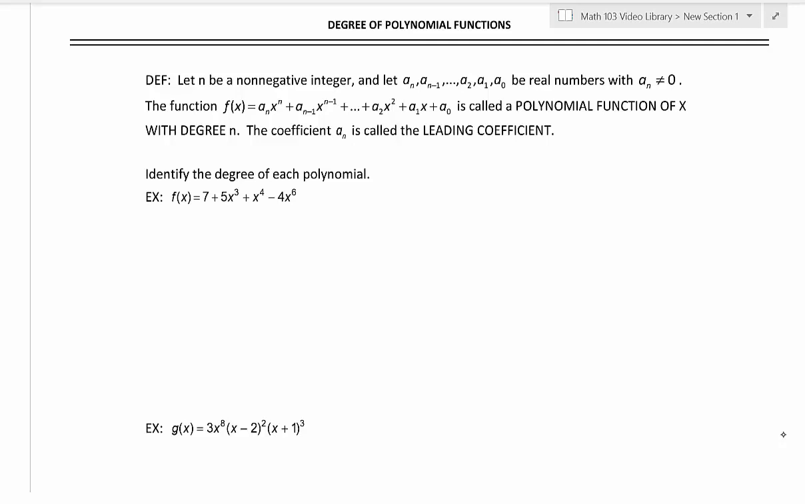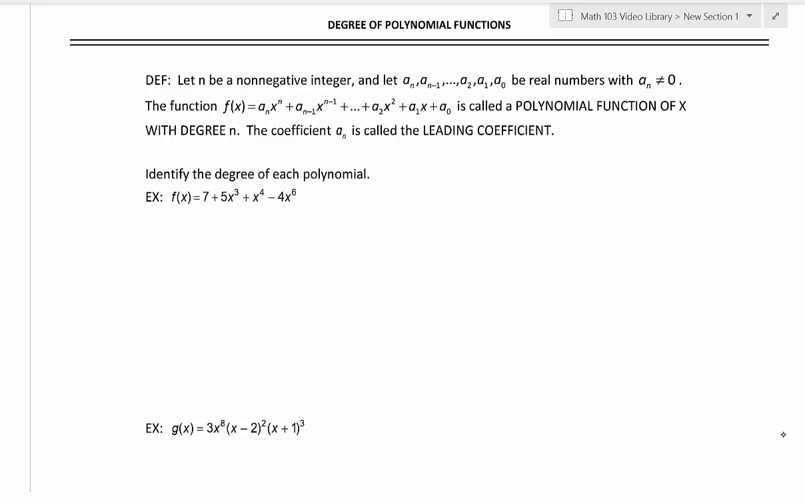Let n be a non-negative integer and let a sub n, a sub n minus 1, a sub 2, a sub 1, a sub 0 be real numbers with a sub n not equal to 0. The function f of x equals a sub n times x to the n plus a sub n minus 1 times x to the n minus 1 plus a sub 2 times x squared plus a sub 1 times x plus a sub 0 is called a polynomial function f of x with degree n. The coefficient a sub n is called the leading coefficient.